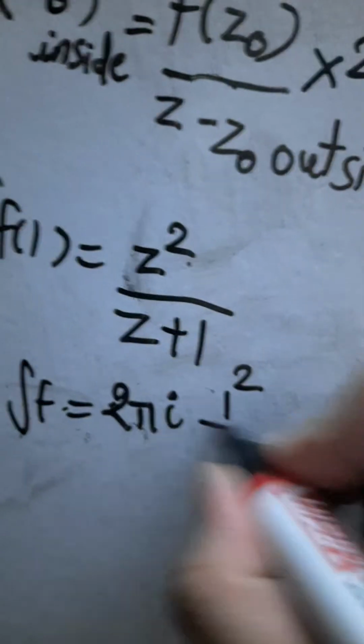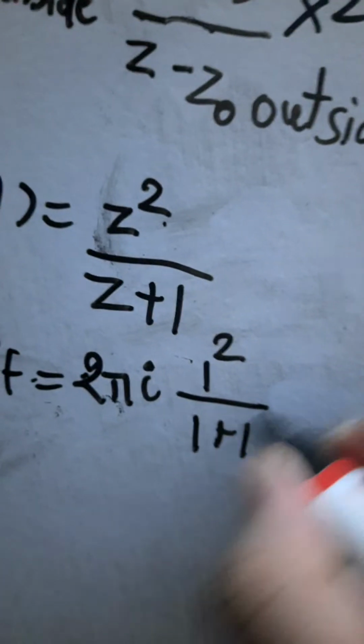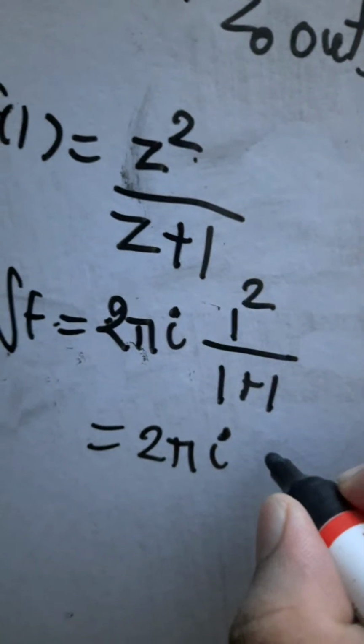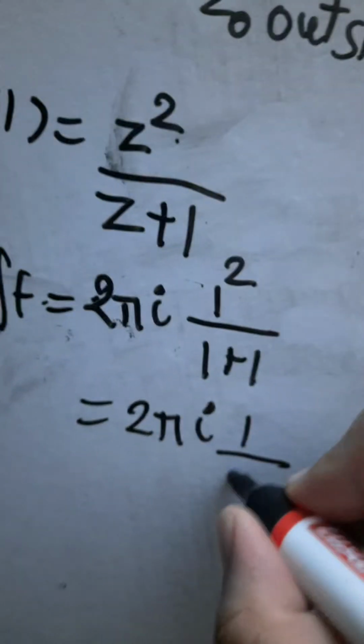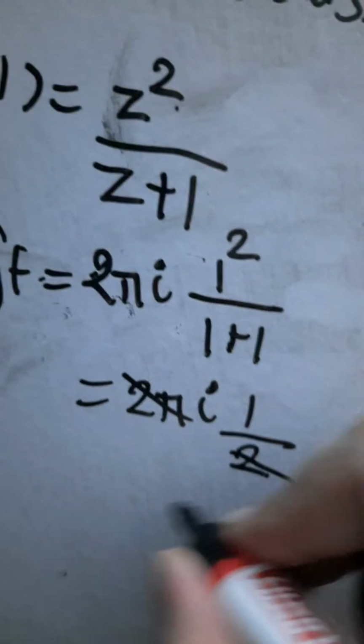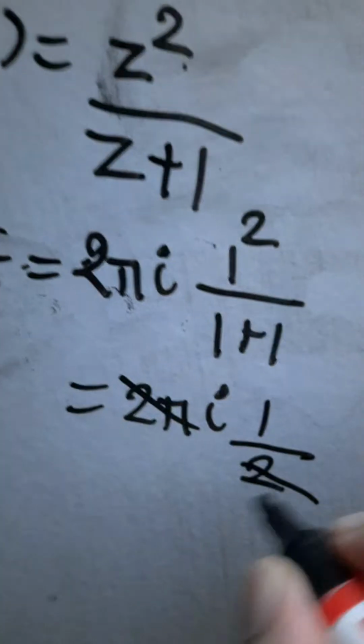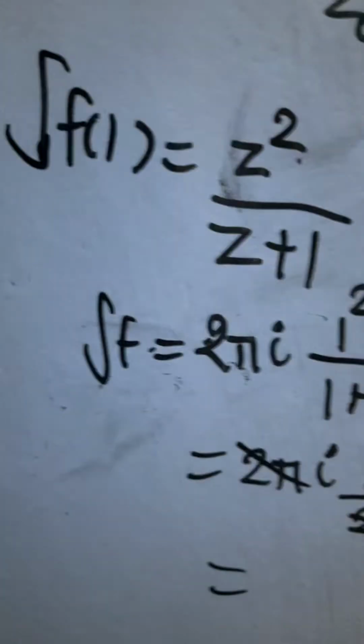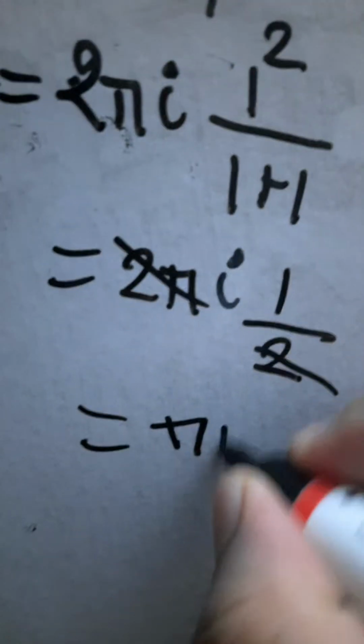2 pi I, 1 square by 1 plus 1, is equal to 2 pi I, 1 square is 1, by 2. The 2s cancel. Multiplication and division are opposite, so the same number gets cancelled. Take 2 pieces of a pie, you take 2 pieces, then nothing is left, like you took the whole cake. So it is pi I. Simple.